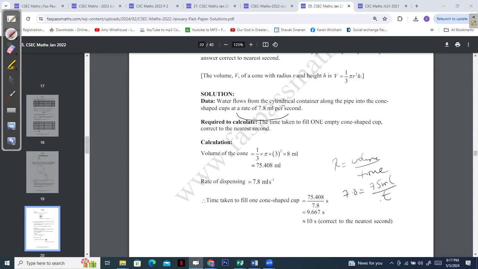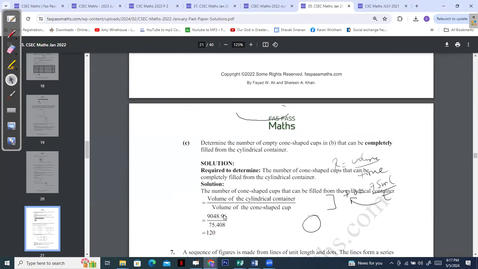Anybody realize what I did? They switch, right? Everybody realize they switch? That's how 7.8 get on here. And then they round it off to 10 seconds. If you got it, you got it. This ain't exactly like the example before. This is basically similar to what we did before. All right. So that there done.